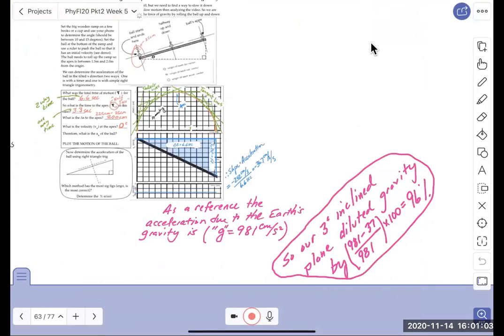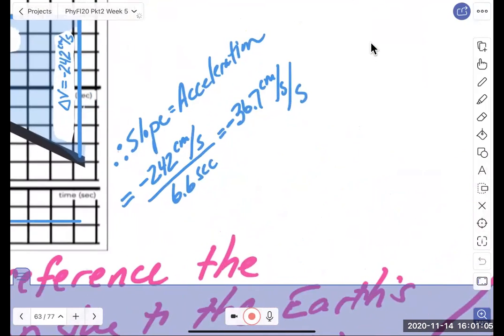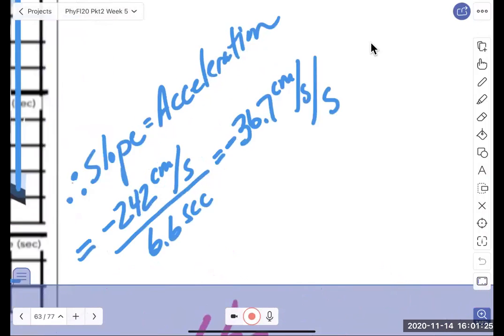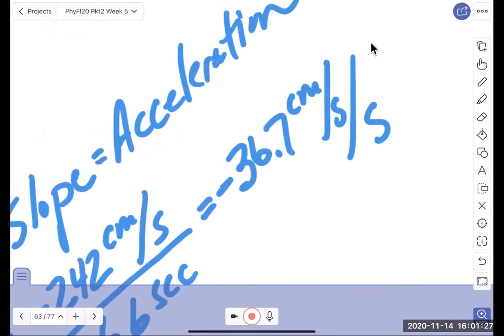we can do the math on that, and we see the acceleration of the ball is constant. I know the ball changed motion. I know the ball went up and turned around, and came back down. But it's the acceleration that's running the show. And that was constant at negative 36.7 centimeters per second per second. So every second that the ball was in motion, it was losing 36.7 centimeters per second. Okay.